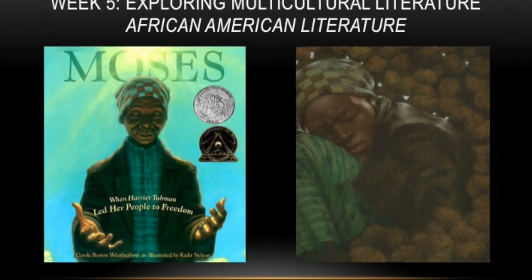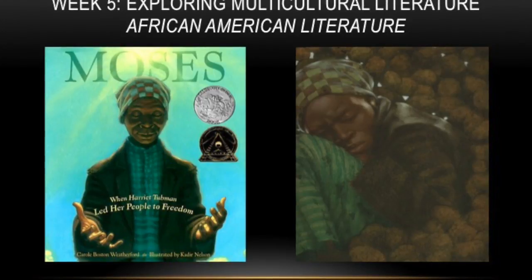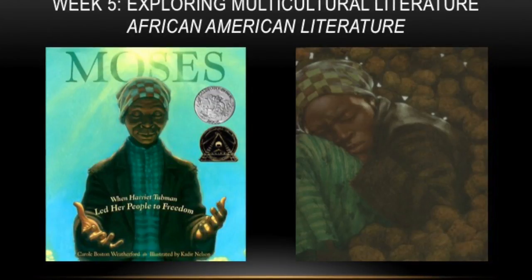One girl said, and I quote, "If I had been around back then, I would have had a house on the Underground Railroad so that she could stay with me. I would want to help her be free."